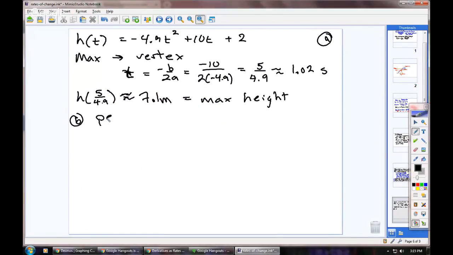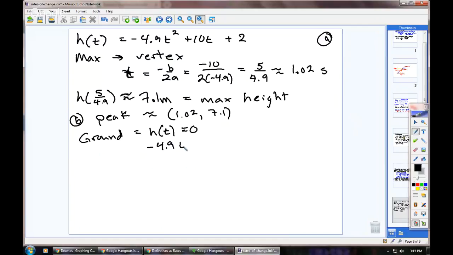So the peak happened at about the point (1.02, 7.1). And next I need to figure out where it hits the ground. So the ground happens to be h equals 0. So I just set this equal to 0 and solve. So negative 4.9 t squared plus 10t plus 2 equals 0. It's unlikely this factors, so the quadratic formula is one way to attack it.